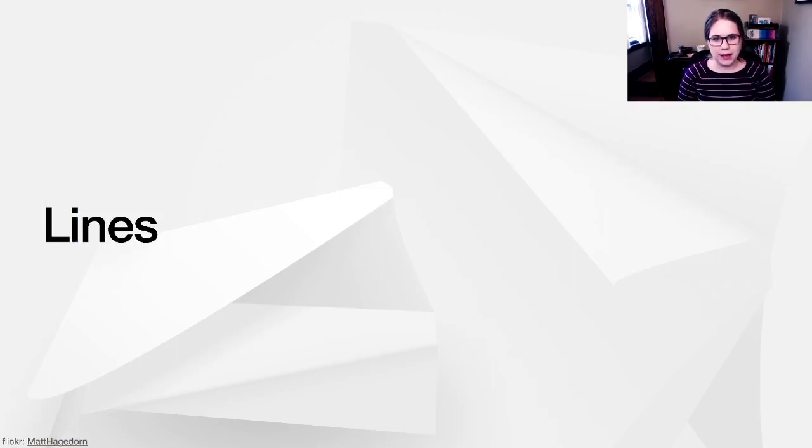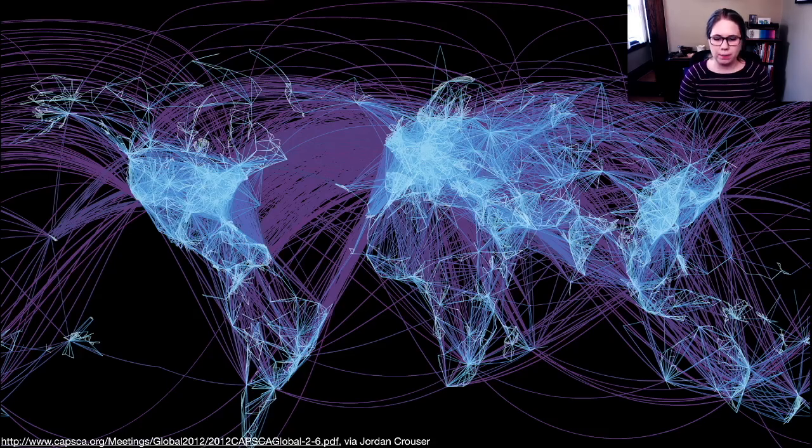When we think about lines, it's a little bit harder to think how you could map something in the data to lines on a data visualization. But you can imagine lines being used to connect between locations. So there are lots of flight maps that have this kind of visualization.